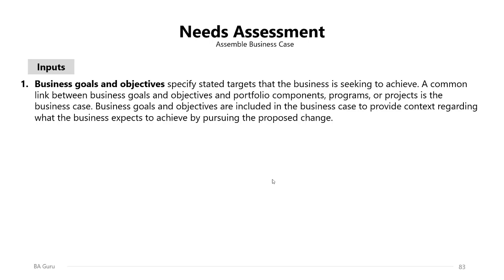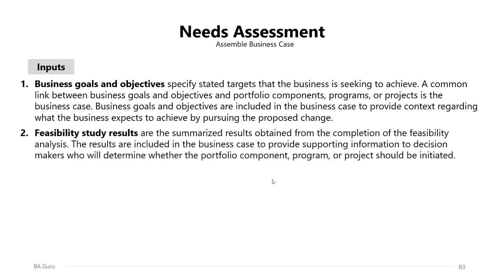Business goals and objectives are included in the business case to provide context regarding what the business expects to achieve by pursuing the proposed change or by proceeding with this opportunity. The feasibility study results are the summarized results obtained from the completion of the feasibility analysis. The results are included in the business case in order to provide supporting information to decision makers who will determine whether the portfolio component, program, or project should be initiated.